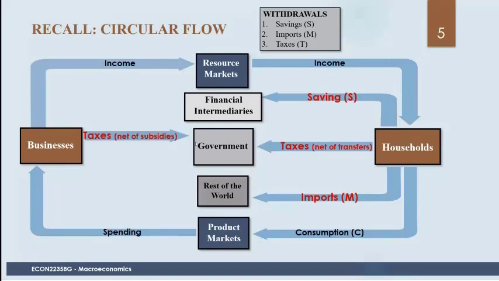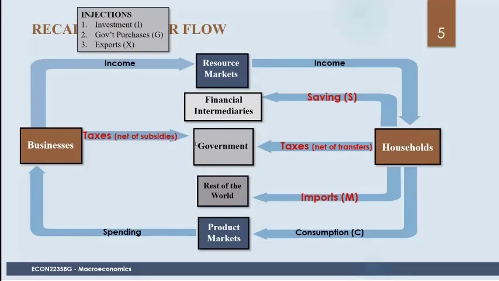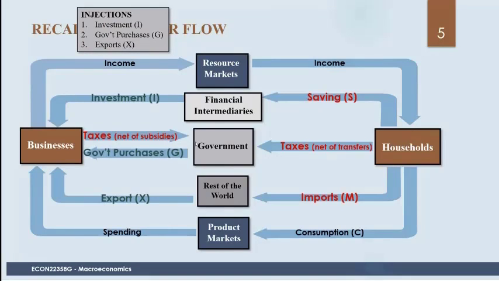There's money leaving the circular flow in the form of taxes to the government, and there's money leaving the circular flow in terms of savings that go to financial intermediaries. And businesses are also taxed too. So that was the leakages. Now the injections are investment, government purchases, and exports. Okay, and so we can see this is sort of a simple overview of the economy.